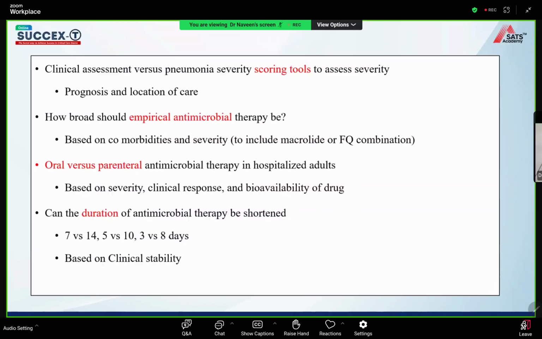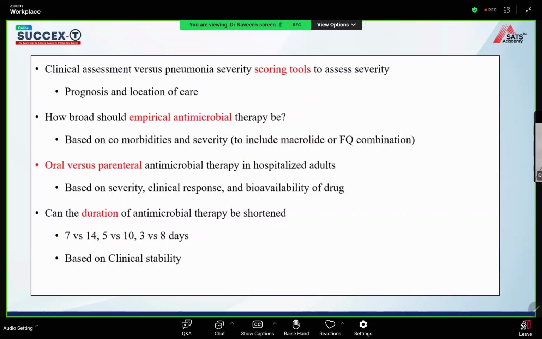Which antibiotic for CAP, how broad, which patient, and how it should be given depends on the severity and hospital risk factors. Should antibiotics be given to everyone who has been hospitalized for CAP? No. It depends on a case-to-case clinical basis. It depends upon the severity as well as the response to the initial antibiotics as well as the drug you use.